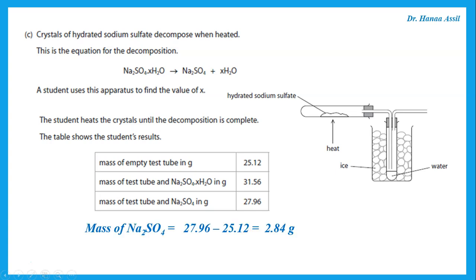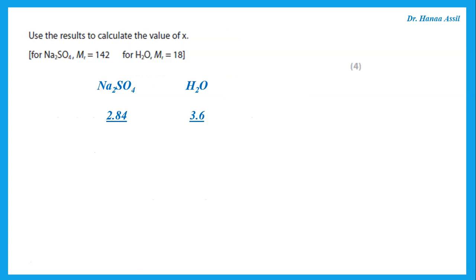So, the mass of sodium sulfate originally that is not hydrated, without the water, is the final result minus the mass of the test tube. What about the mass of water? The mass of water is the difference between hydrated and anhydrous. So we get the mass of water. Use that to get X.